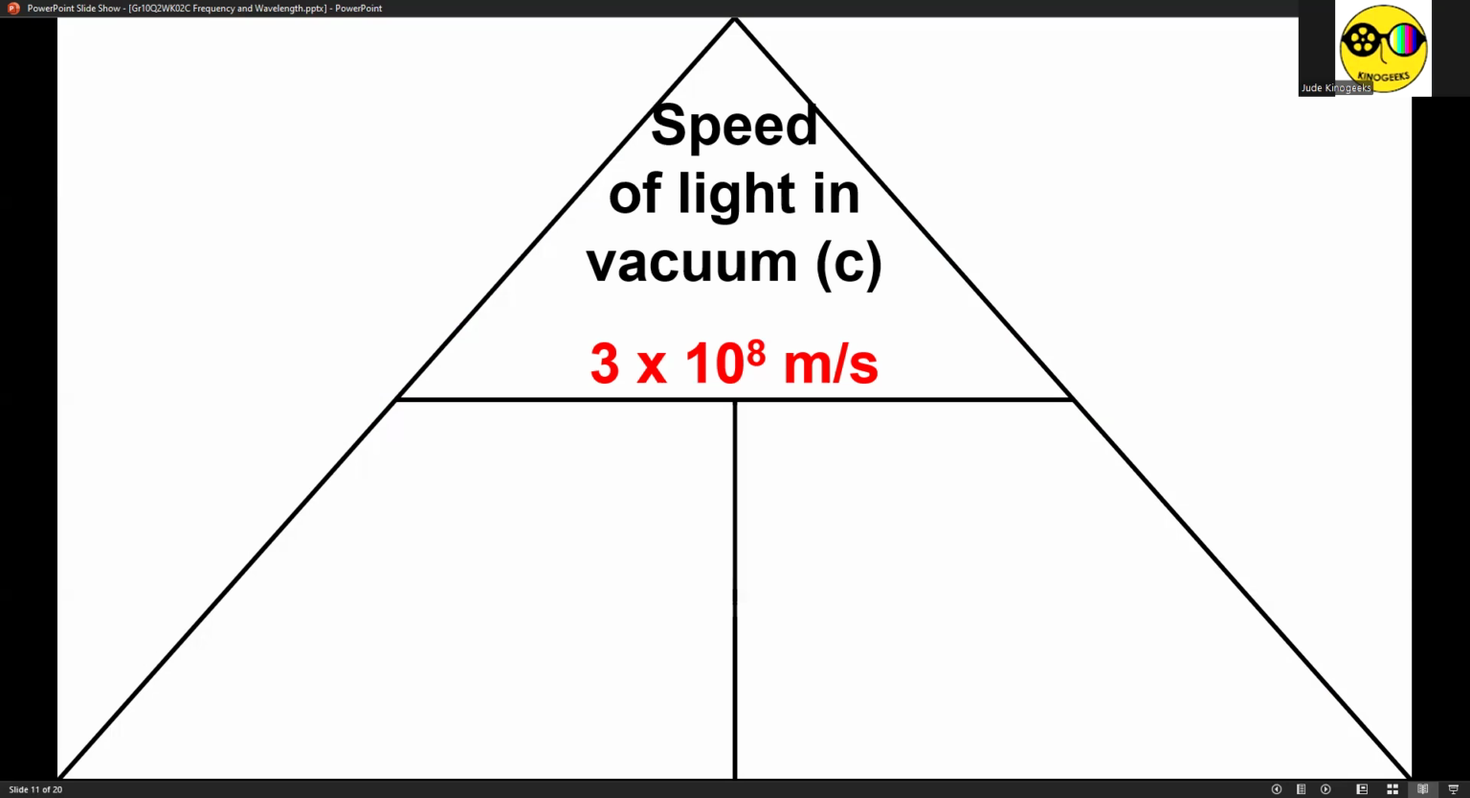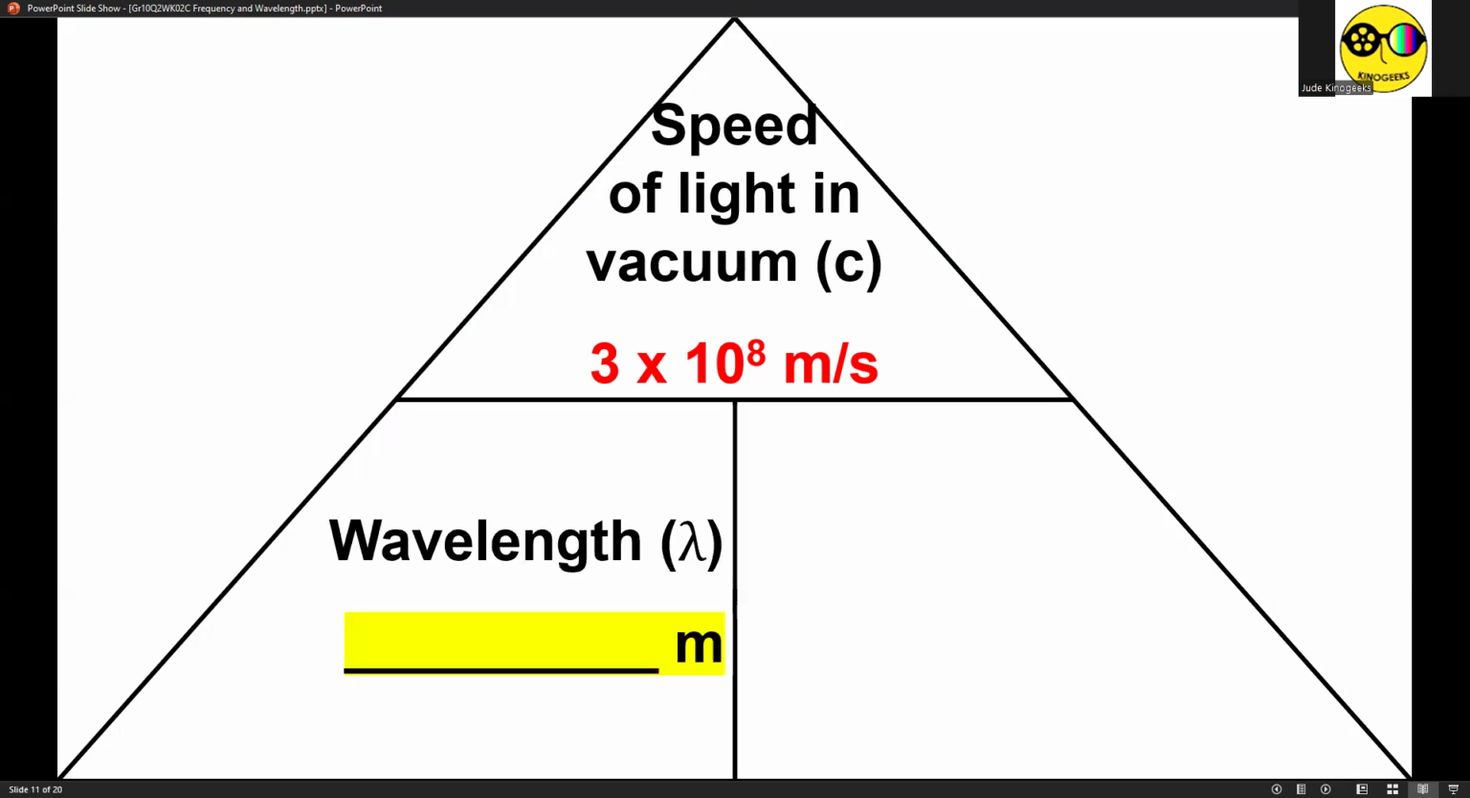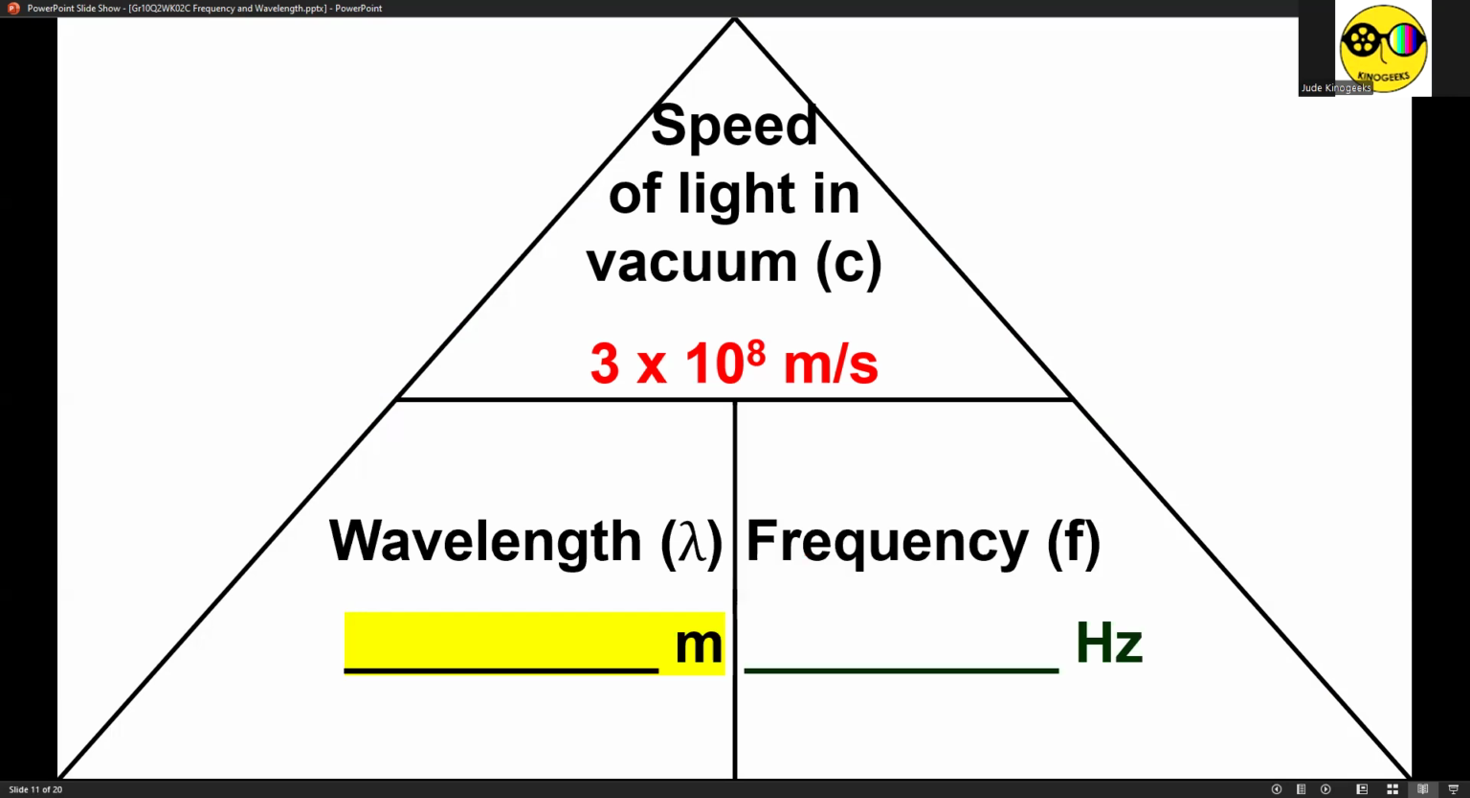Now below the speed of light in vacuum in this pyramid formula, at the bottom left we have the wavelength with the symbol lambda and the unit meter. And on the bottom right we have the frequency with the symbol f and the unit hertz. So how do we make use of this pyramid formula? Let's have our sample problems.